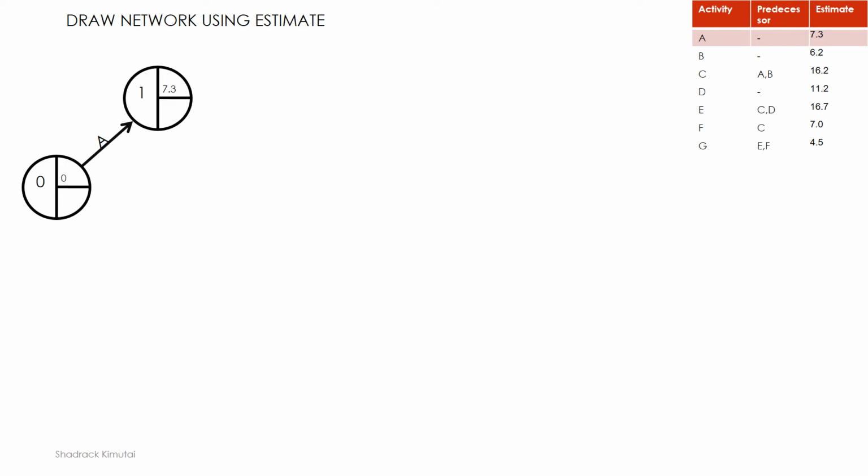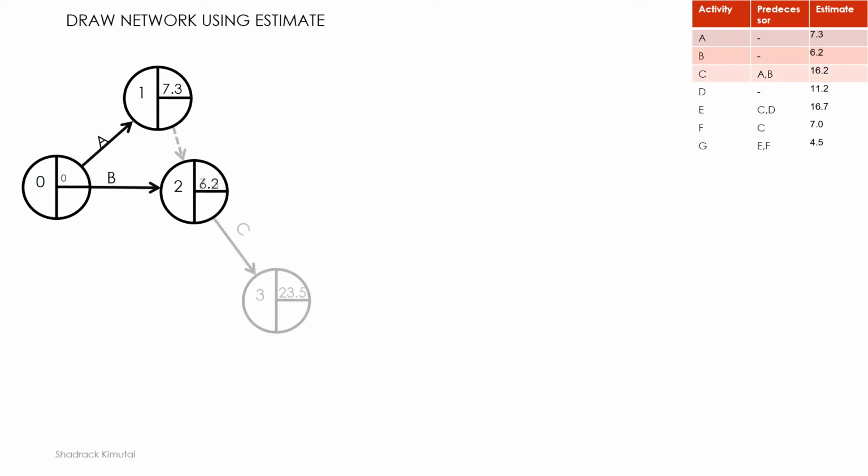Having gotten the estimate figures for all, we'll use those times to draw a network. Remember that we had the initial event starting at 0, and the activity takes 7.3 days. So we'll have the end event for that particular activity being 1, and it will be reached after 7.3 days. We'll have another activity B starting from the initial event 0, and this particular activity will take 6.2 days. Therefore, the head event of that particular activity will be 6.2.